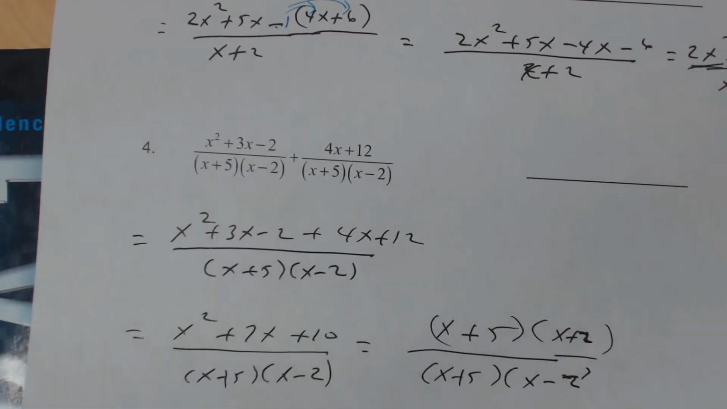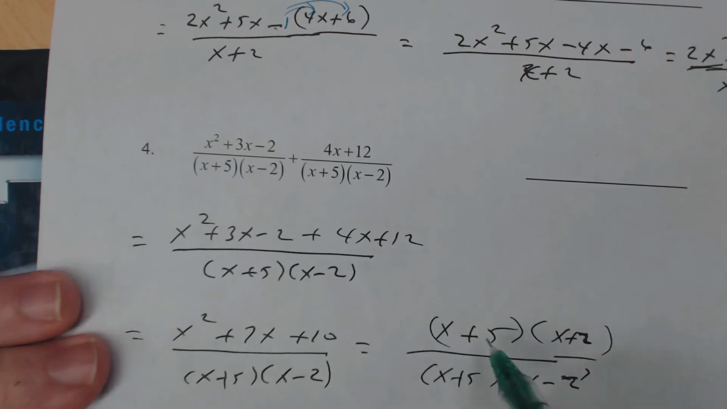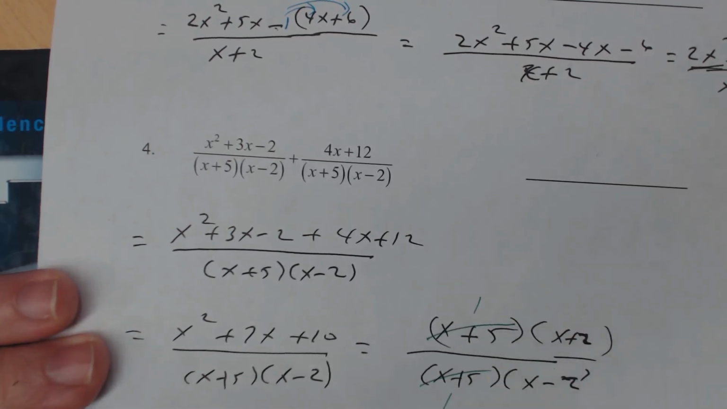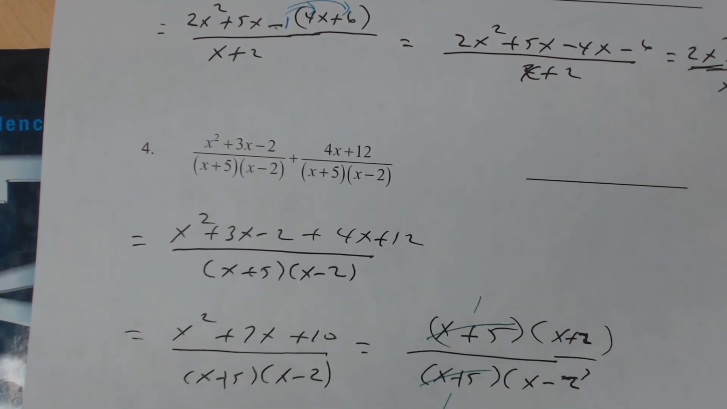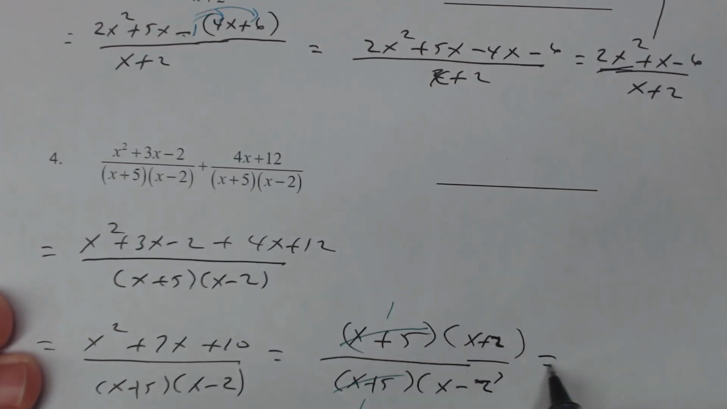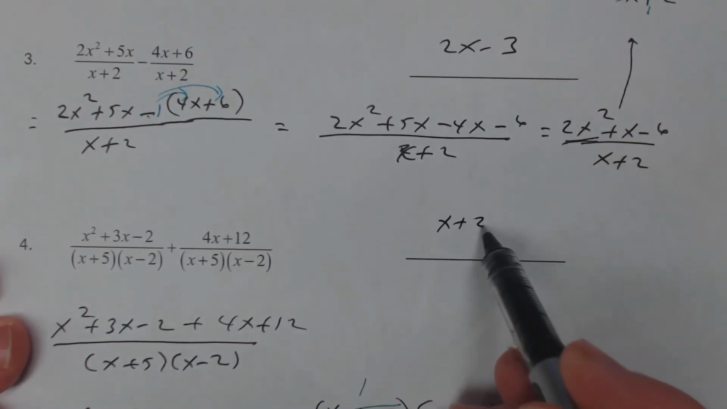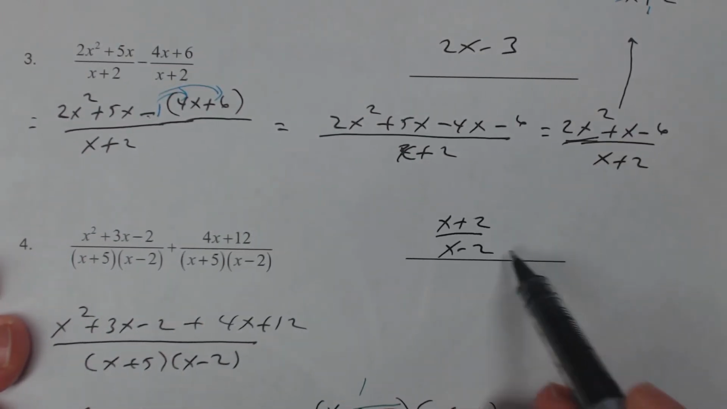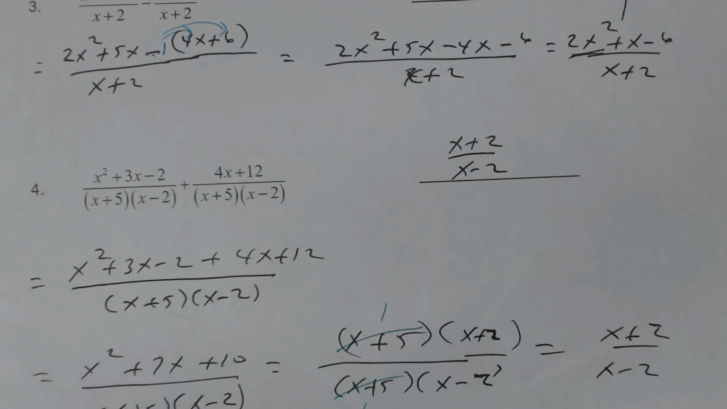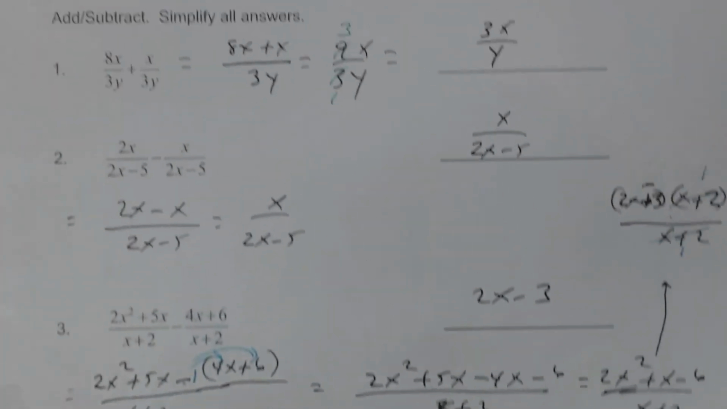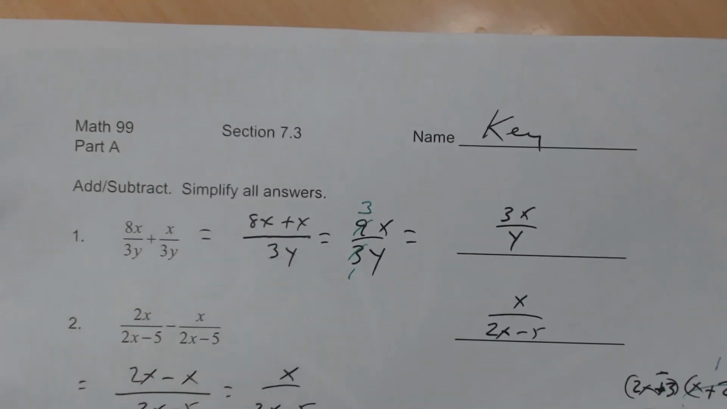Alright, and so now reducing, these x plus 5s divide out, you're left with 1s in their place as factors, and so the answer is 1 times x plus 2 is x plus 2, and 1 times x minus 2 is x minus 2. So you get x plus 2 divided by x minus 2. Okay, so that is the key to section 7.3, part A.